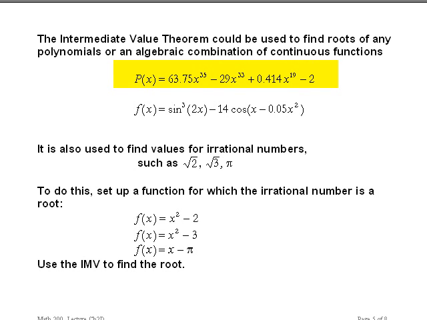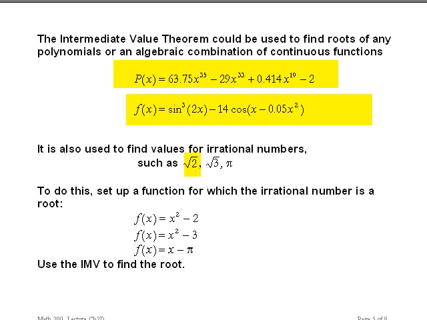A polynomial like that, you're not going to solve analytically, because there's going to be a lot of roots. Some, of course, could be complex. But you can use the intermediate value theorem to go after these roots. Same thing with a function like this. You've got two continuous functions, one raised to a power, and then you have a linear combination of continuous functions, so you can use the intermediate value theorem there. Another way that it's used is to find values for irrational numbers.